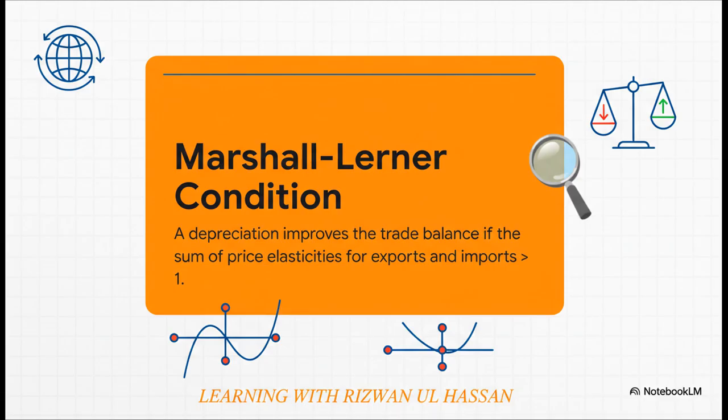This is where the Marshall-Lerner condition comes in. It basically says that a cheaper currency will only work its magic if both your exports and imports are really sensitive to price changes. If they're not, if people are going to buy them anyway, you could actually make things worse by paying more for what you import while earning less for what you export.